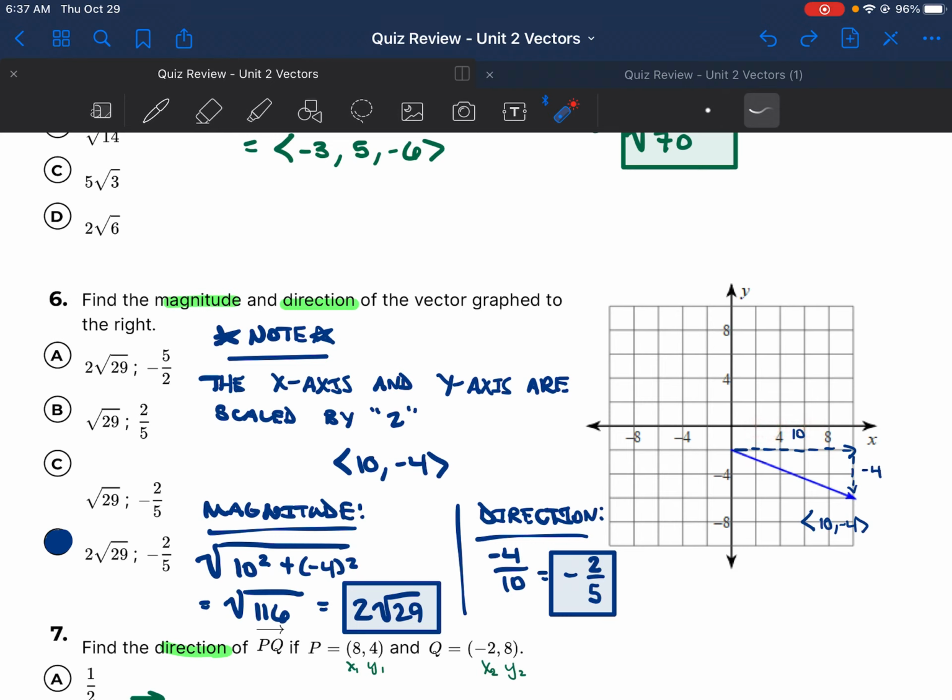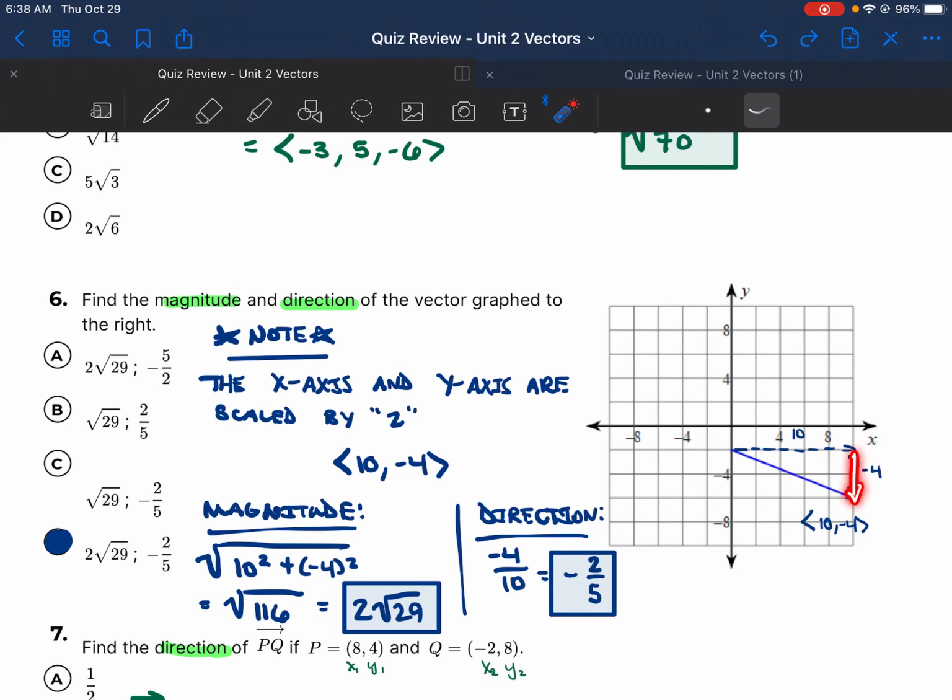So the first thing that I want to do is write this vector in component form. That way I can find the magnitude and direction fairly easily. Noticing that we have the initial point right here, and the terminal point here where the arrow is, that means that horizontally I would have to go to the right 5 spaces, but since the spaces are going by 2's, I'm going to the right 10. Right is a positive direction, so my horizontal is a positive 10.